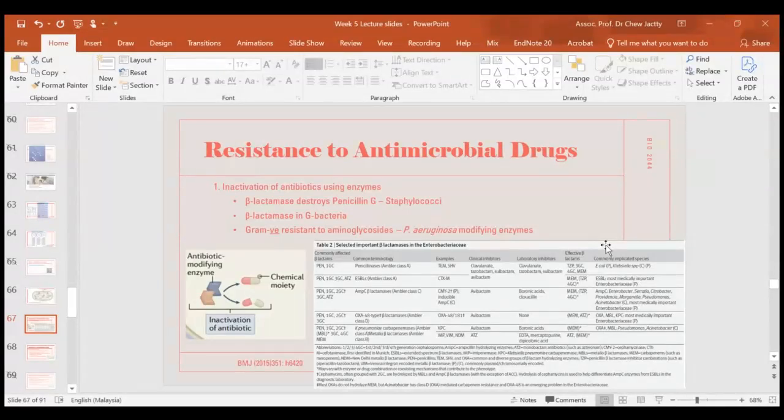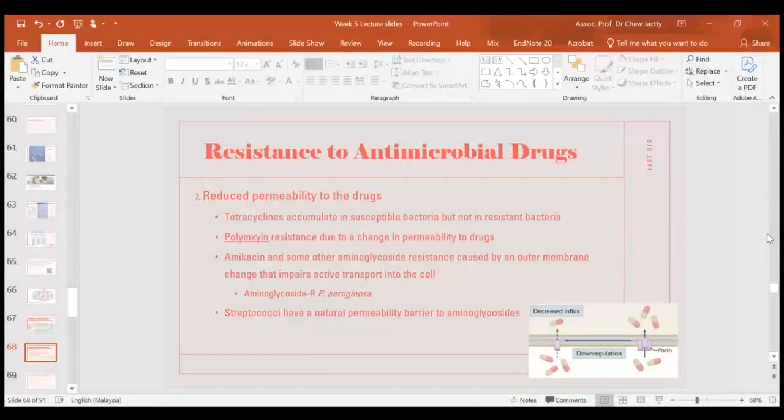Table 2 here is taken from one of the research articles that looks at the important beta-lactamases in the older term Enterobacteriaceae family. So that alone, the beta-lactamases alone, there are many of them. There are a lot of studies ongoing, and the more we know, it seems like there is less hope for humans, I guess. And that's why we need to really take the antimicrobial resistance issue seriously.